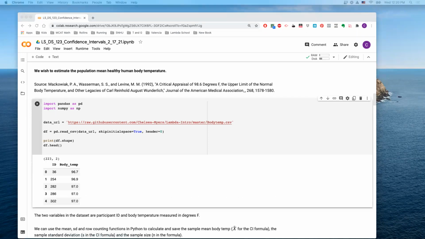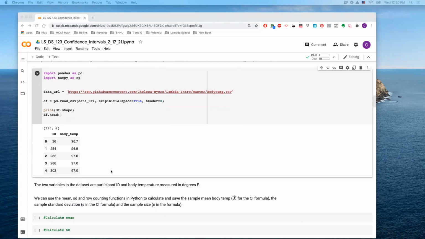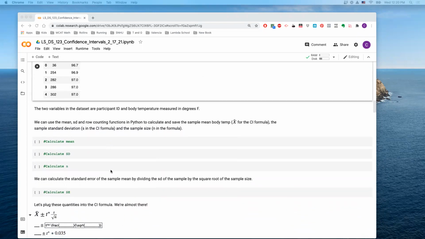So again, we've got some body temperatures. Before, on Monday, we rejected the null hypothesis that the normal human body temperature was 98.6 degrees, and we concluded that it was not 98.6 degrees.